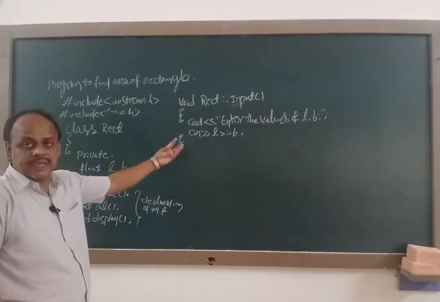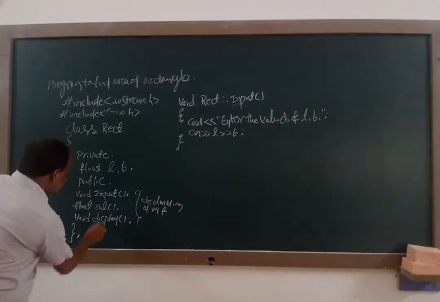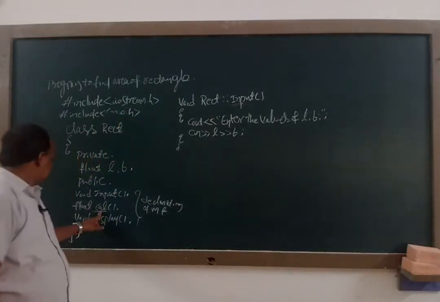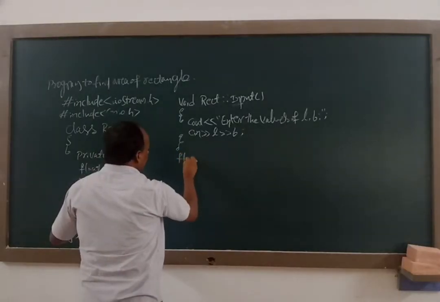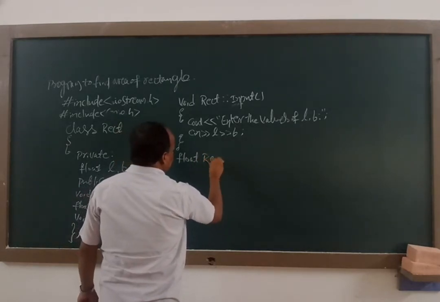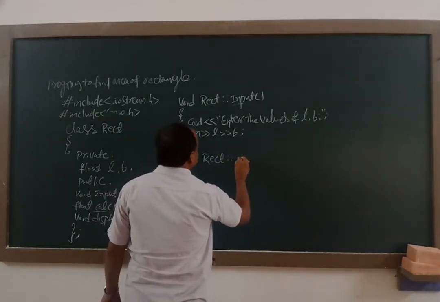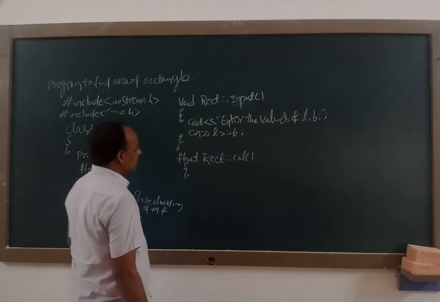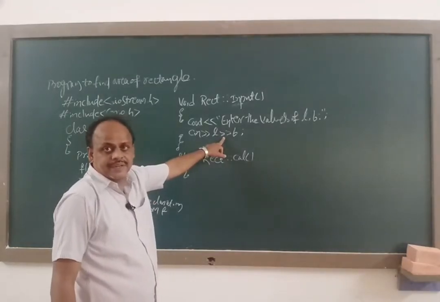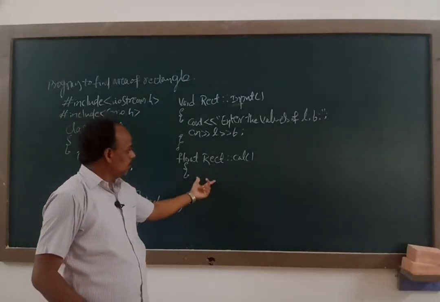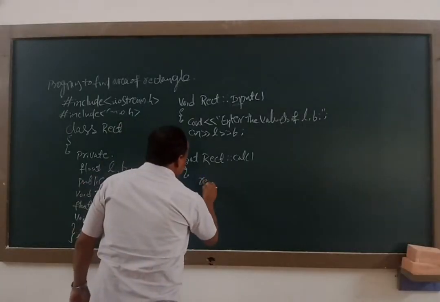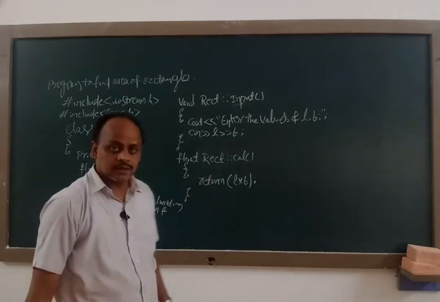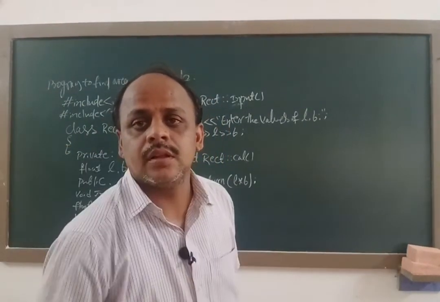Next, after accepting L and B, we have to find the area of the rectangle with the help of a function called CAL, and that should be written outside the class. Therefore, we have to take the scope resolution operator. Float, the name of the class RECT, scope resolution operator, CAL, open bracket, closure bracket, open flower bracket. See here, L and B values are there. Now area of rectangle equals L into B. Therefore, I am going to perform this in a statement called return L into B, semicolon. I am closing it.